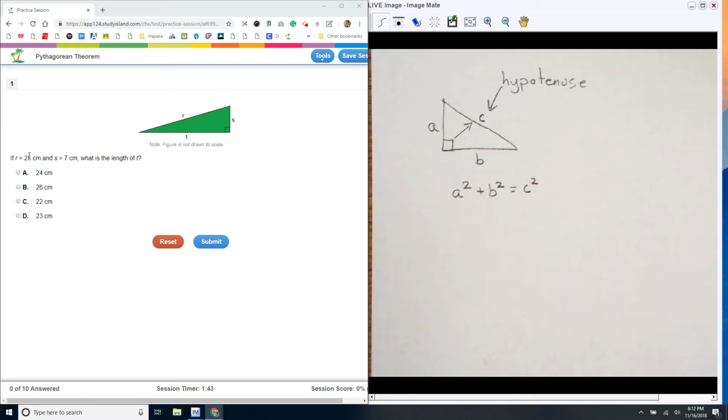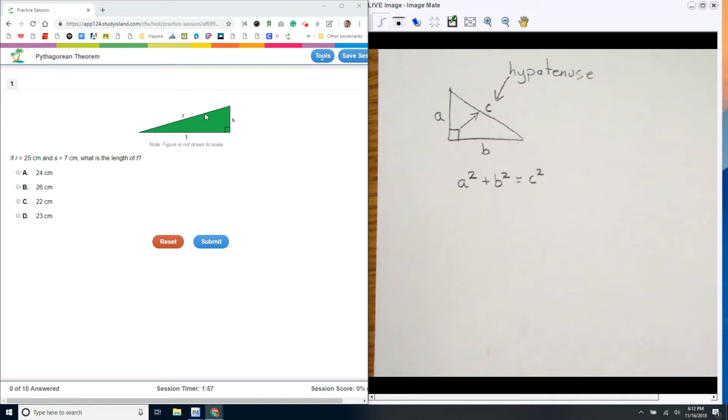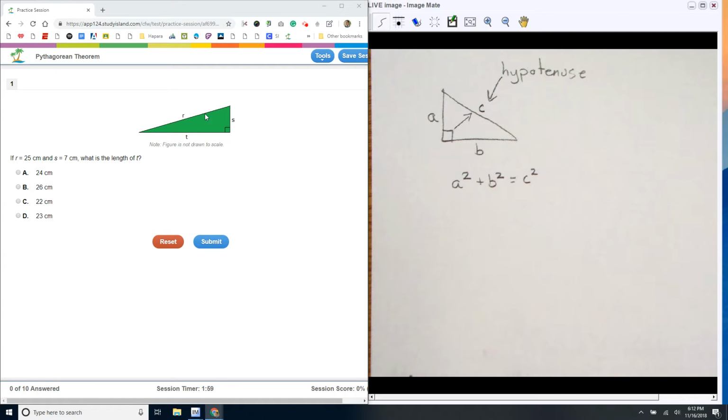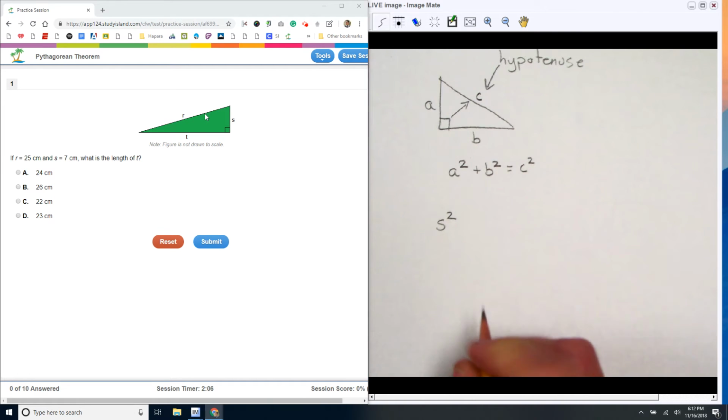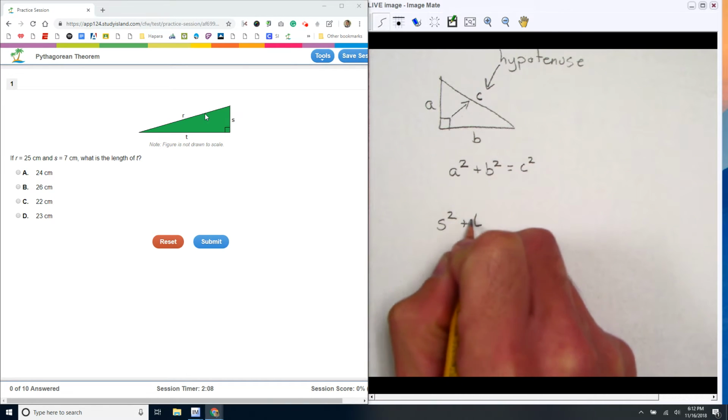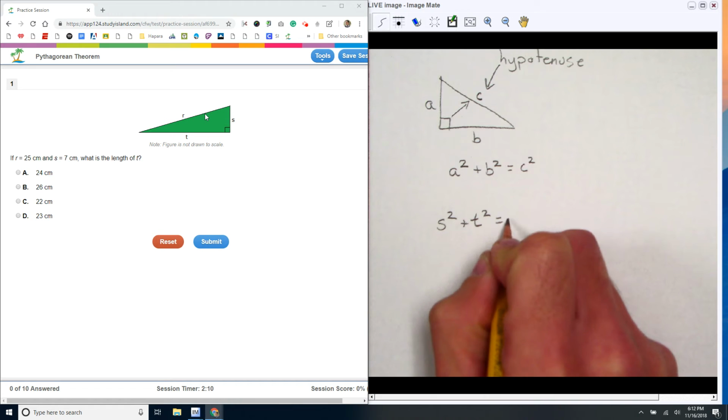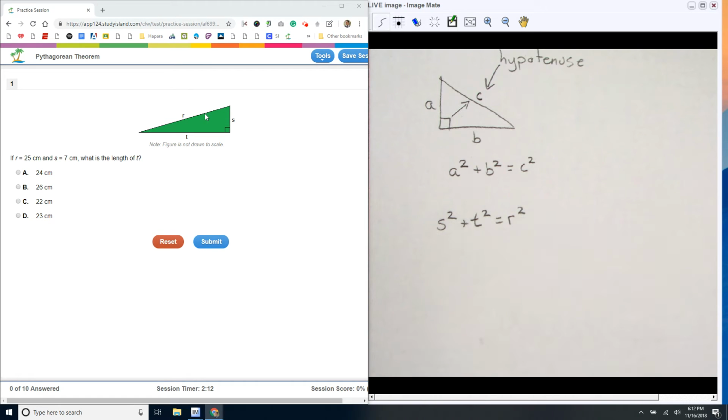It says R is 25 and S is 7. What is the length of T? We have three sides, R, S, and T. So let's identify them. Which is the hypotenuse? Which is the side that is opposite the right angle? It's R. So in this problem, R is the hypotenuse, which means the other two sides are legs. So one leg times itself plus the other leg times itself equals the hypotenuse times itself.